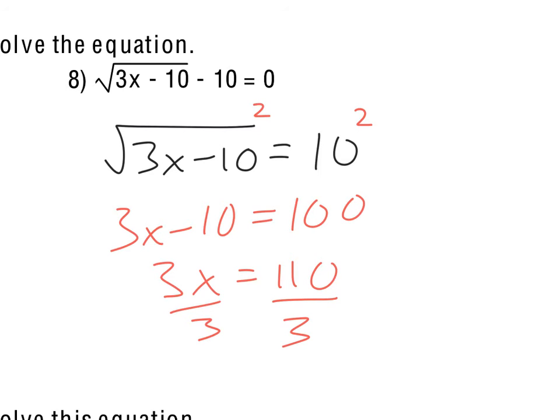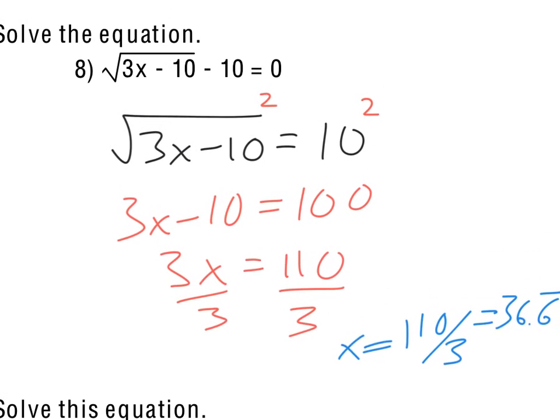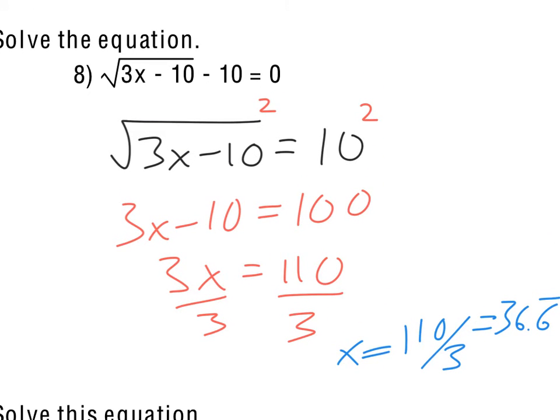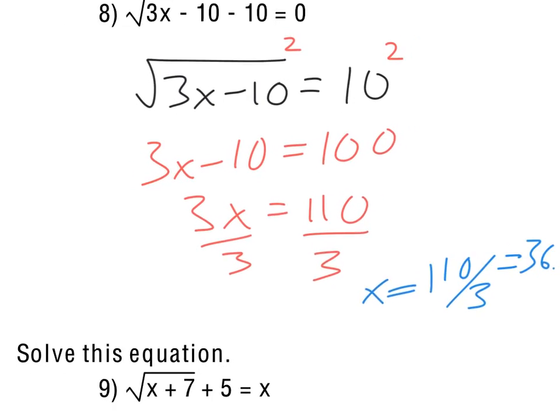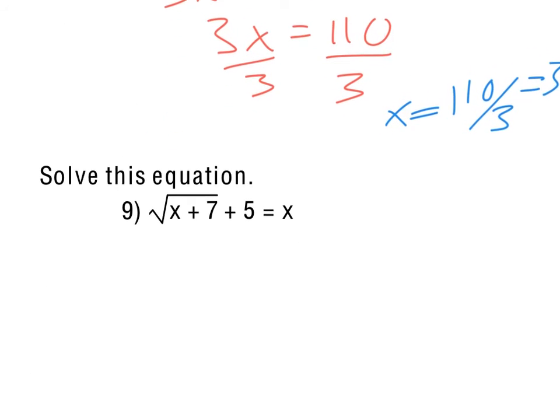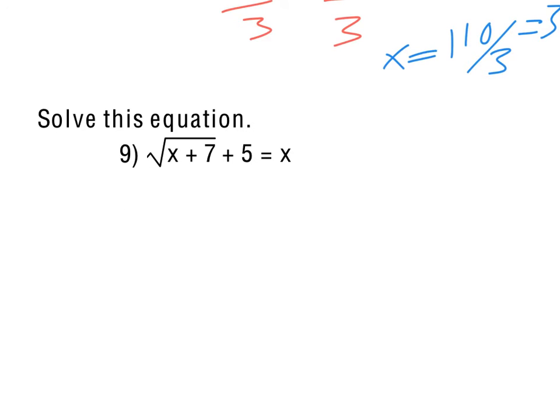And it doesn't reduce at all. I guess I'm perfectly fine with just leaving the answer as x equals 110 over 3. If you prefer to think of that as a decimal, it's 36.6 repeating. And again, extraneous solution is not really possible there because when we squared both sides, we can't have squared a negative. For number 9, we will have to consider extraneous solutions.